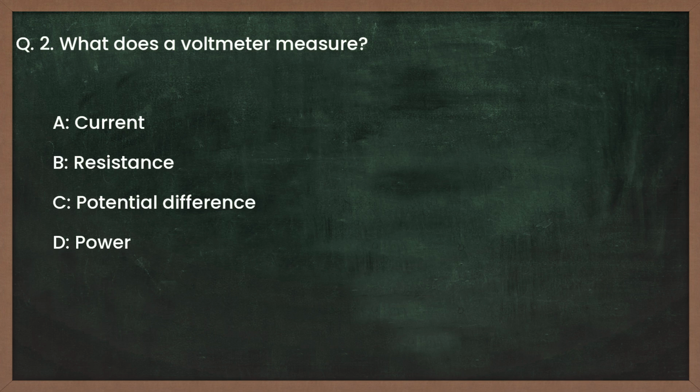Option A, current. Option B, resistance. Option C, potential difference. Option D, power. You have 5 seconds to answer the question.